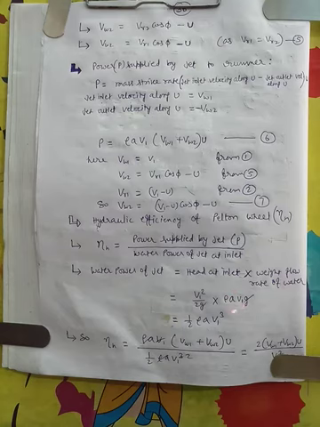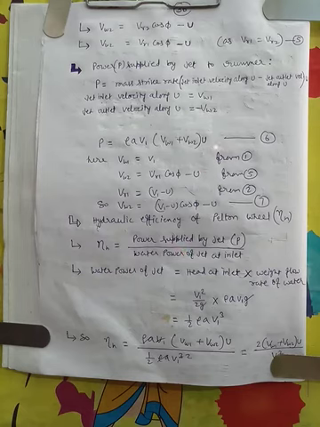Rho A V1 is the volume flow rate, and rho A V1 into g is the weight flow rate of water. So by removing g and g, we get the water power of the jet at inlet equal to half rho A V1 cubed. Now efficiency will be the power supplied by the jet divided by this.